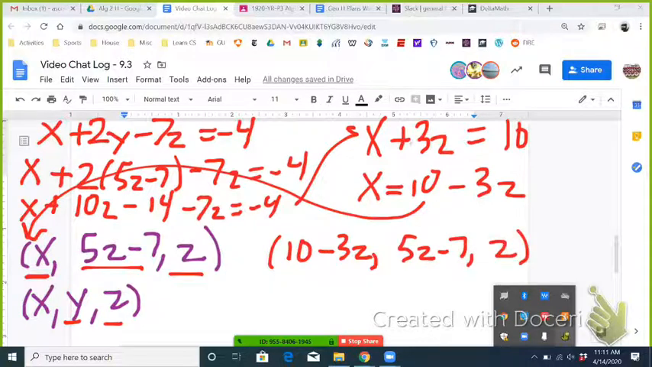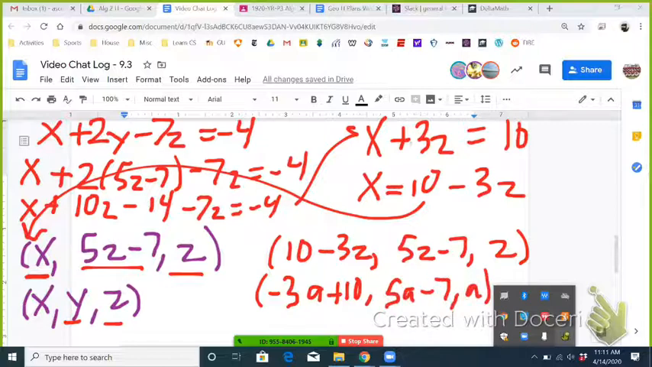And if I look in the back of the book, or check the answer by using the online textbook, we see that the answer they give us is -3a plus 10, comma 5a minus 7, comma a. And this happens to be the same exact answer, except that instead of using z, they use an independent variable.